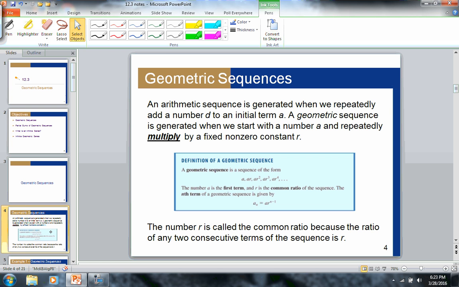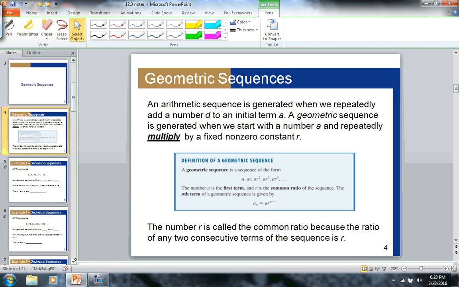And again, we dealt with these when we were talking about section 12.1 and dealing with the topics of sequences and how you can write the function for a sequence. So remember that an arithmetic sequence, which we saw in 12.2, is when you have repeated addition, but a geometric sequence is when you have repeated multiplication.